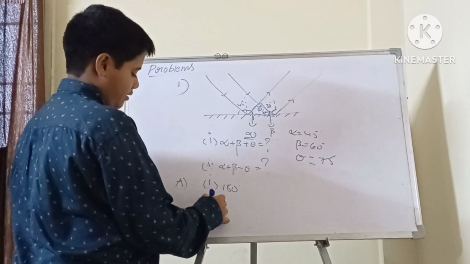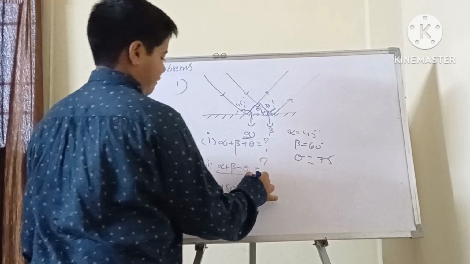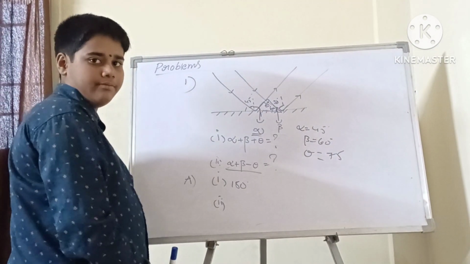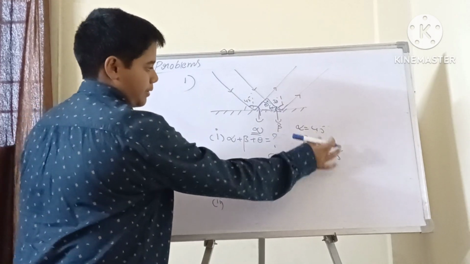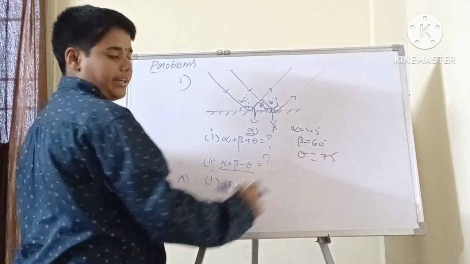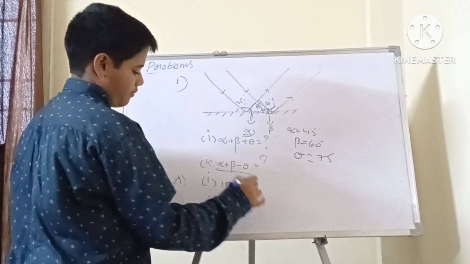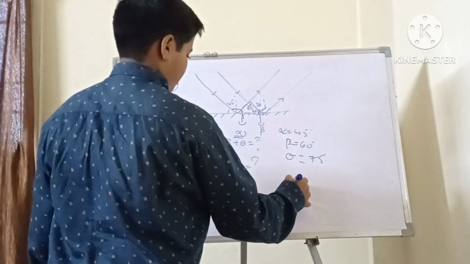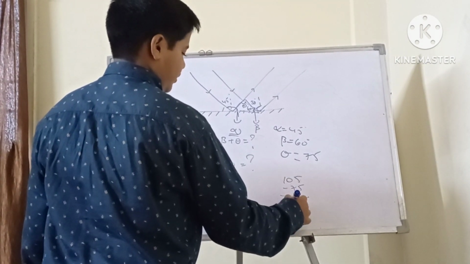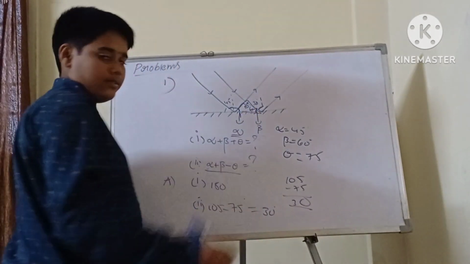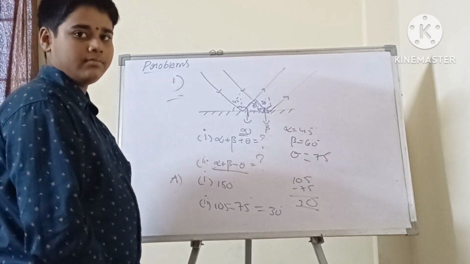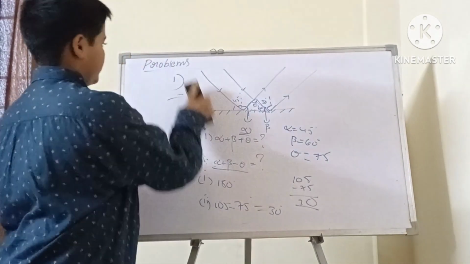Second question: alpha plus beta minus theta. Alpha plus beta means 45 plus 60, 105, minus theta, 75. So 105 minus 75 is 30. So 30 is the answer. So this is the first problem. Second problem.